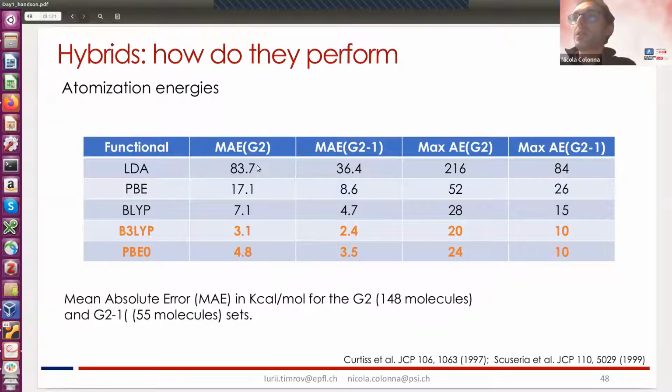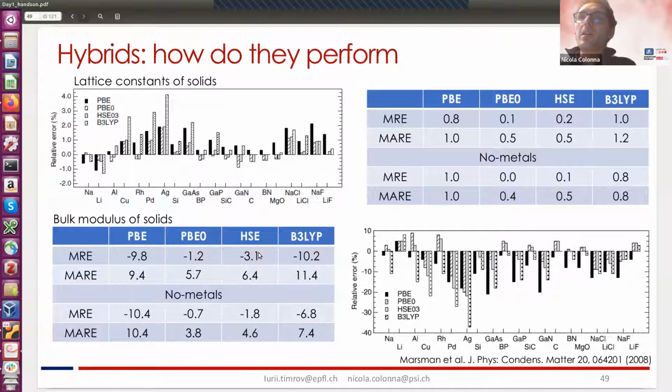Ideally, you want to reach less than 1 kcal per mole. This is what chemists would call chemical accuracy. While you see that B3LYP and PBE0 greatly reduce the error, and we are very close to chemical accuracy. The same is true for solids.